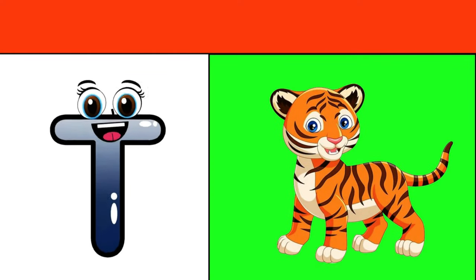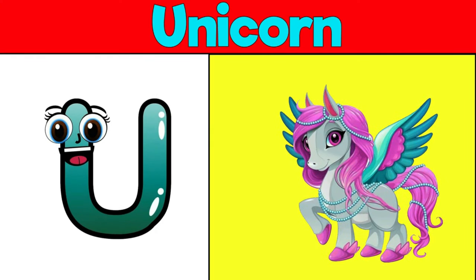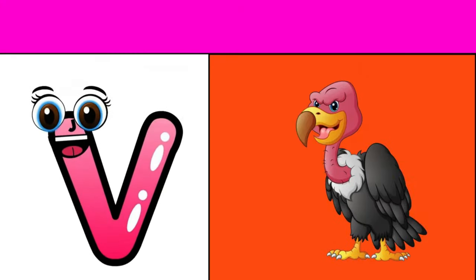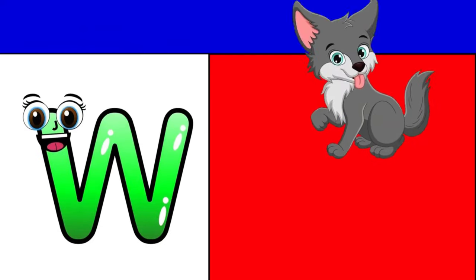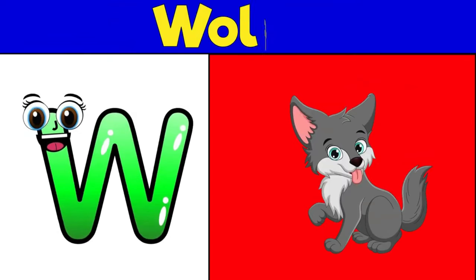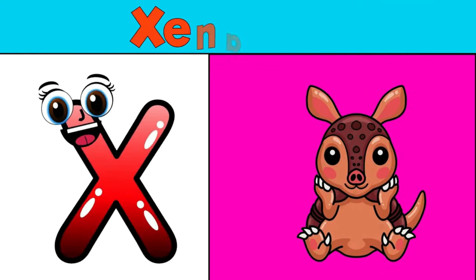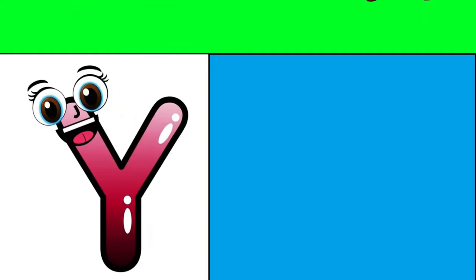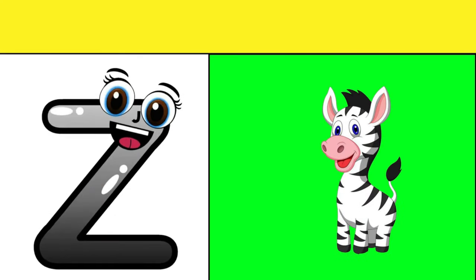Squirrel. T is for tiger. Tiger. U is for unicorn. Unicorn. V is for vulture. Vulture. W is for wolf. Wolf. X is for Zanarthra. Zanarthra. Y is for yak. Yak. Z is for zebra. Zebra.